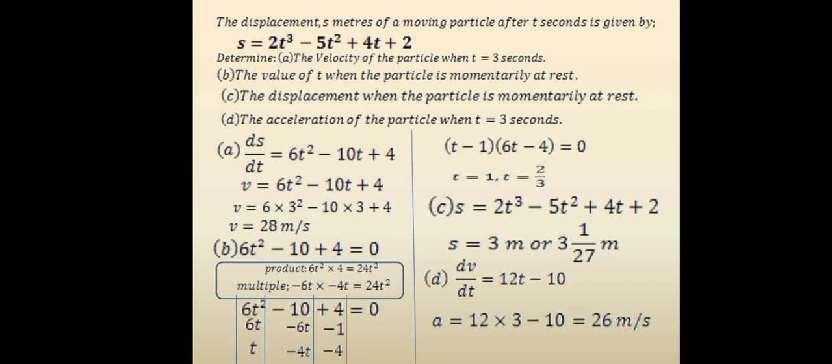The displacement s of a moving particle after t seconds is given by s = 2t³ − 5t² + 4t + 2. Determine A. The velocity of the particle when t = 3 seconds. B. The value of t when the particle is momentarily at rest. C. The displacement when the particle is momentarily at rest. D. The acceleration of the particle when t = 3 seconds.